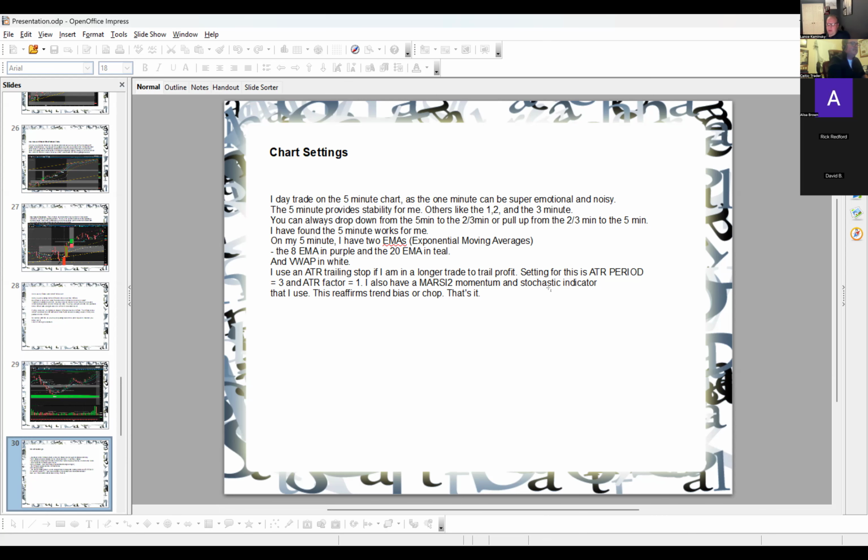The stochastics as well give you an indication if stuff is overbought. There's a fast stochastic and a slow stochastic. If you're at the top of the range and you see both of those flag for a possible reversal, then maybe the trend is exhausted. Okay.